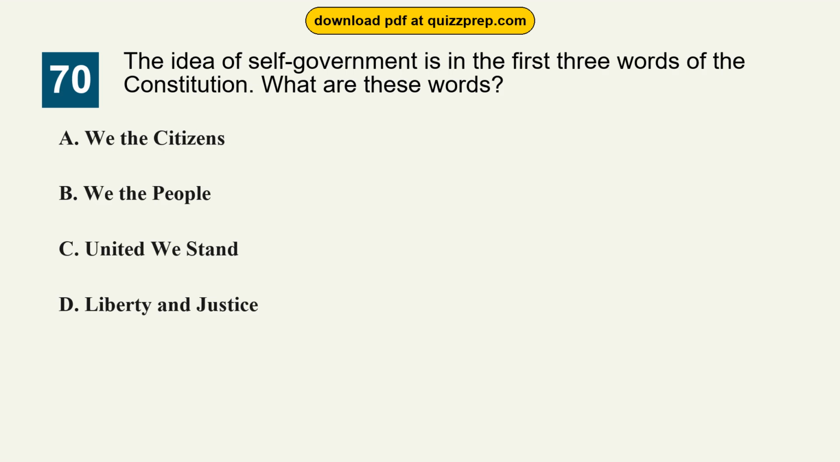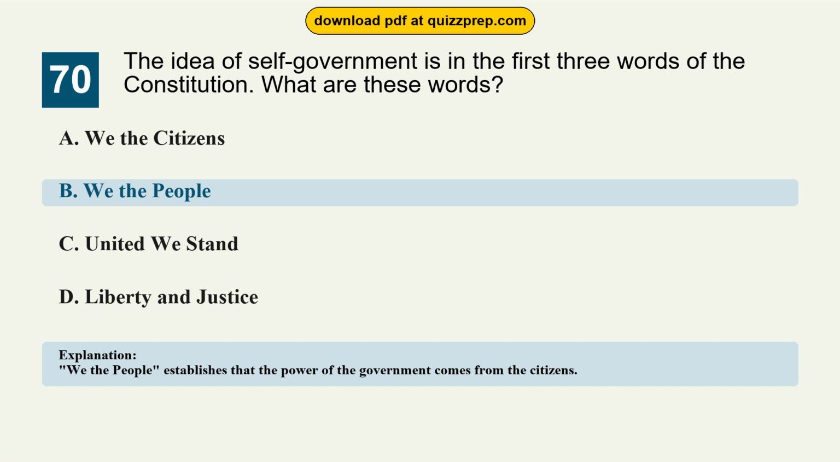Question 70. The idea of self-government is in the first 3 words of the Constitution. What are these words? Option A, we the citizens. Option B, we the people. Option C, united we stand. Option D, liberty and justice. The correct answer is option B, we the people. We the people establishes that the power of the government comes from the citizens.